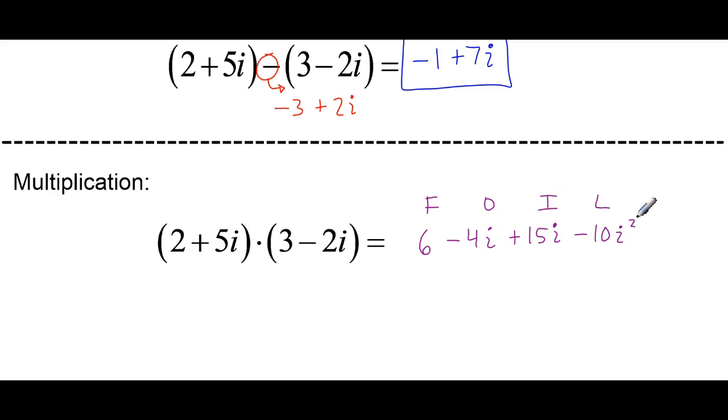The only thing that's different from regular old polynomials is this. If you get i squared, like we did here, i squared is negative 1 because i isn't a variable. It isn't actually something like x. It's not an unknown. We know sort of what it is. It's the square root of negative 1. So if you say i squared, that's negative 1. So what we're actually looking at here is not 6 minus 4i plus 15i minus 10i squared.